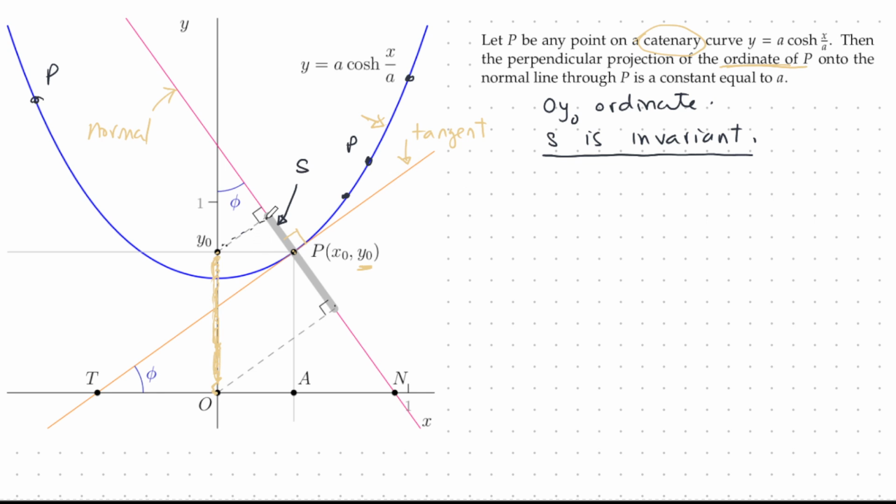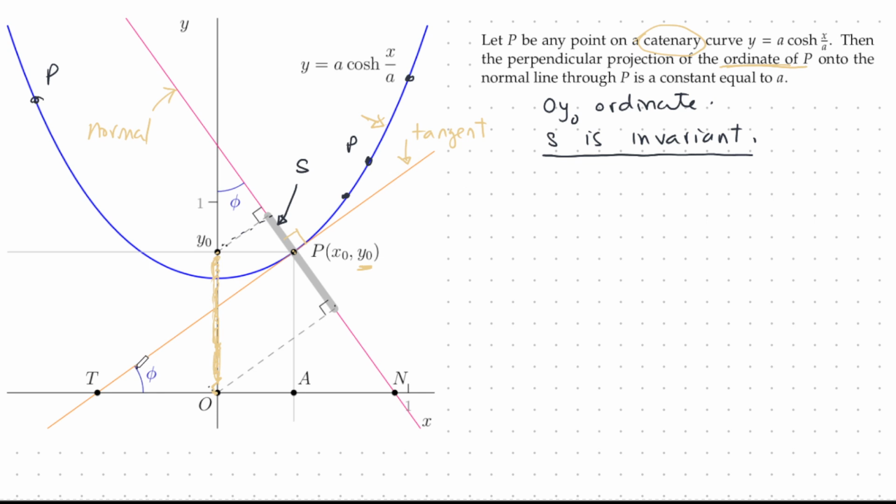Now that's very interesting. So, how are we going to show that? We need to calculate this projection. We know the length of the segment: it's y0. So we need to know the length of this projection.